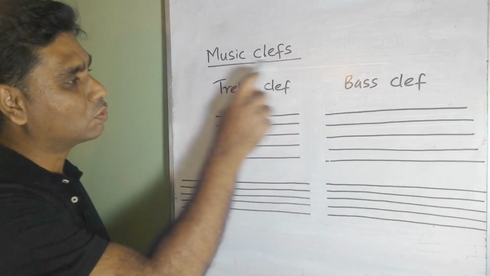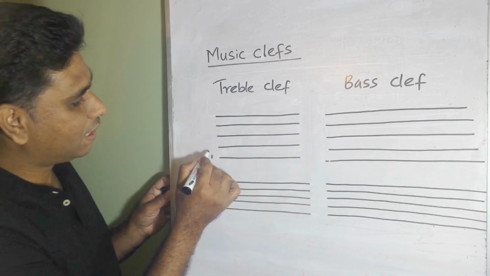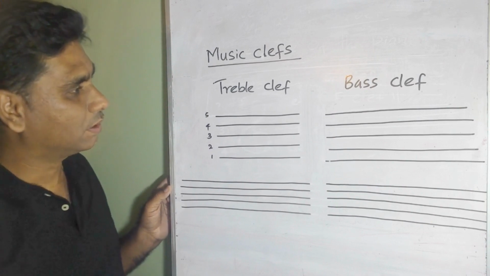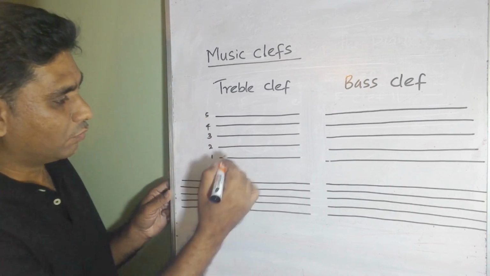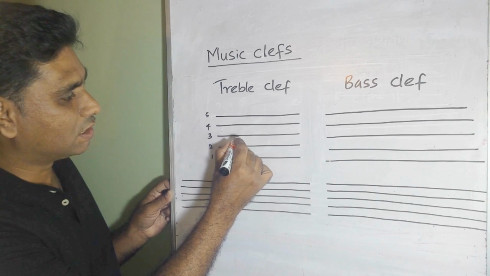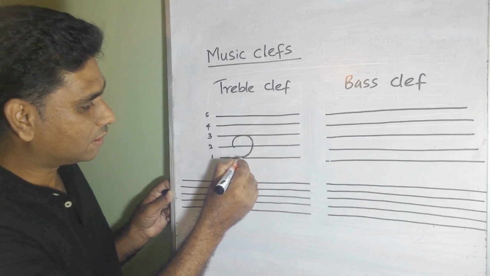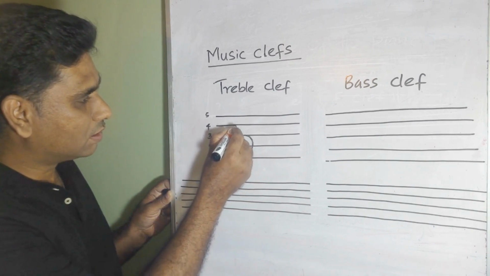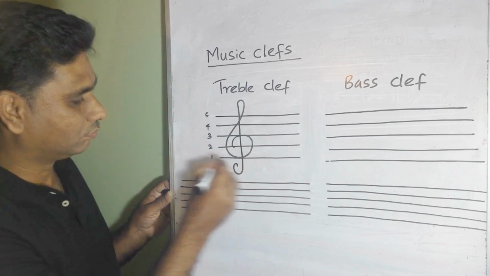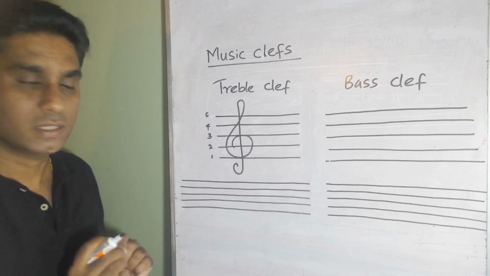First, we'll learn how to draw the treble clef. As we learned, this is the first line, second line, third line, fourth line, fifth line. Treble clef should start from the second line. Then it goes upwards and touches the third line. Then go down, touch the first line, then go upwards straight away, then come down like this. I will show you bit by bit how to draw the treble clef the easiest way.